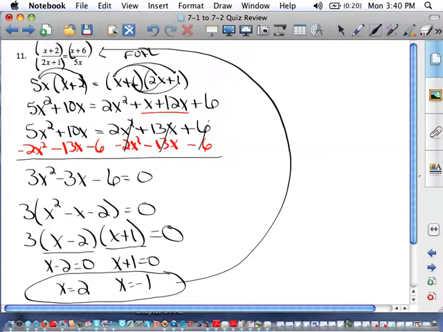So when x is 2, I substitute in a 2 for x. I get 2 plus 2 over 2 times 2 plus 1 is equal to 2 plus 6 over 5 times 2. So I get 4 is to 5 as 8 is to 10. If I reduced 8/10, it would be 4/5, and you can see that the answer would be true.